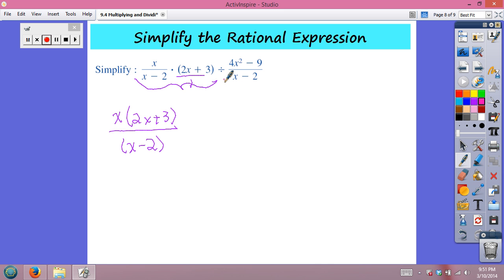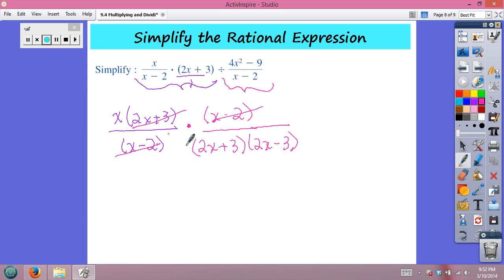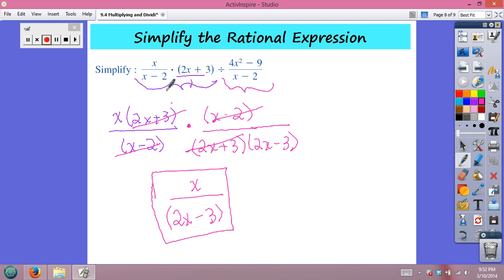And then, if we multiply by this reciprocal, we will get x minus 2 on the top and 2x plus 3 and 2x minus 3 if we factor this out. So if you notice here, we have an x minus 2 and x minus 2, 2x plus 3 and 2x plus 3. We are simply left with x over 2x minus 3. Again, keep those parentheses so you don't forget. Those can't be simplified. Simplest form.